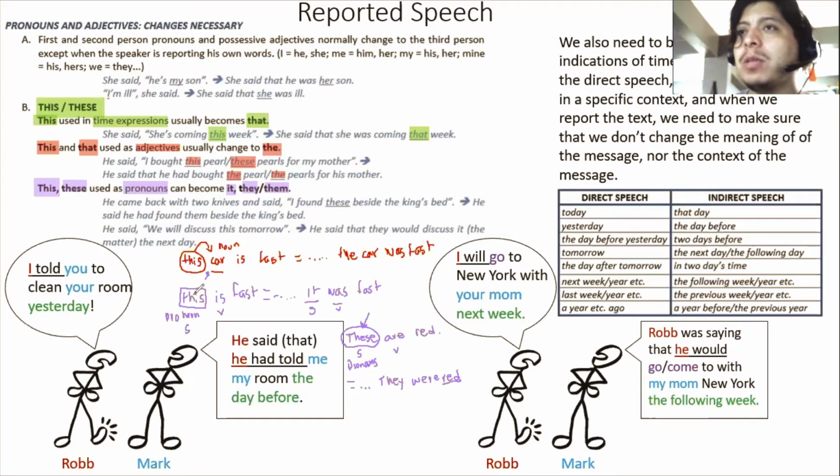¿Y qué pasa cuando usamos this or that, pero como el objeto? Por ejemplo, podemos decir aquí arriba, I like the shoes.